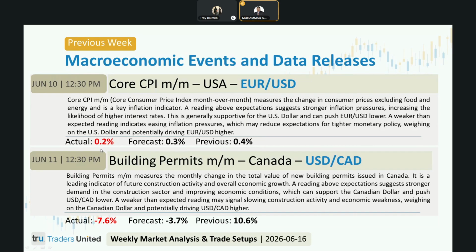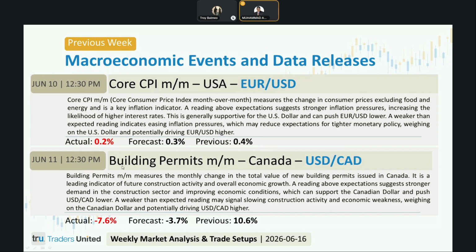The US core CPI came in below expectations, indicating softer inflation pressures. The weaker than forecast reading reduced support for the US dollar and helped push the Euro USD higher after the Forex news release. The data strengthened market expectations for a less aggressive Federal Reserve policy outlook, creating a bullish short term environment for Euro dollar currency pair.